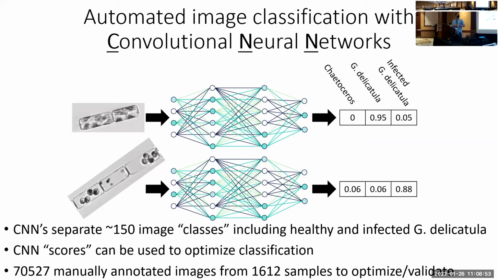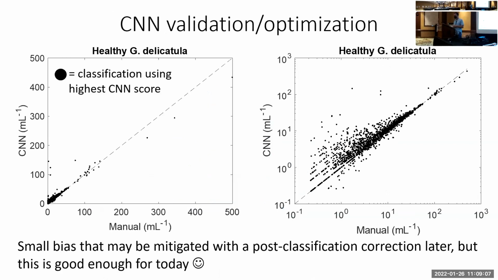And we have this beautiful manually annotated data set that has more than 70,000 images from about 1,600 samples that we can use to optimize and validate our classifiers. So let's see how it works.